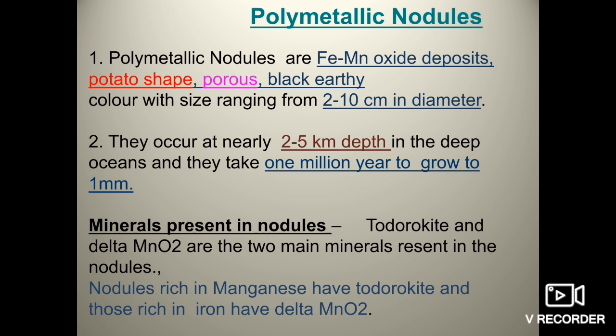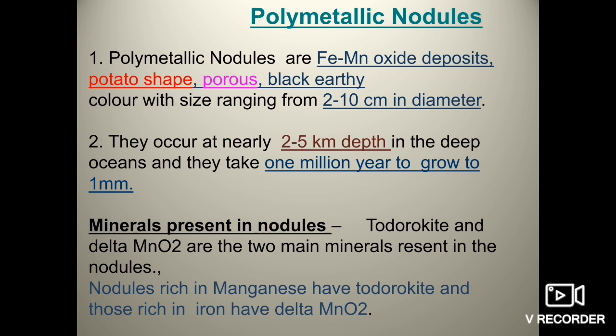And if we talk about their occurrence, they occur at nearly 2 to 5 kilometer depth in the deep oceans, and they take 1 million years to grow to 1 millimeter. This is very important: to grow 1 millimeter, they take 1 million years. So it's quite a long time for their growth.